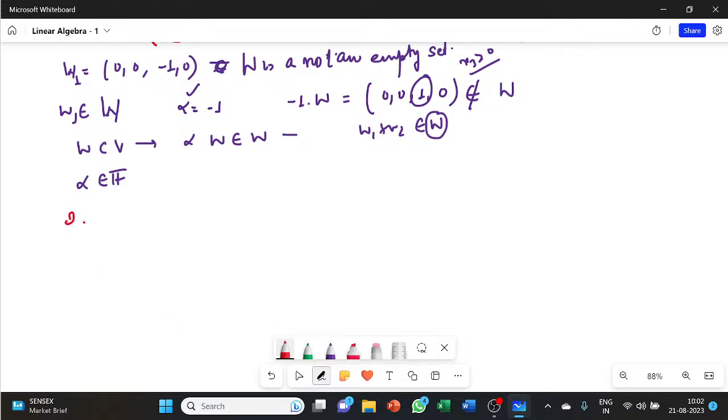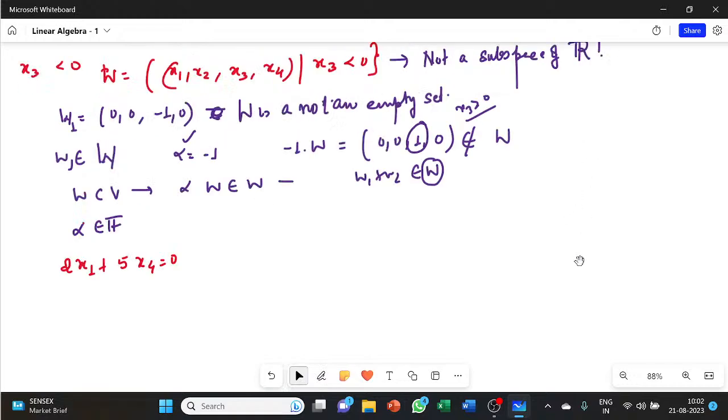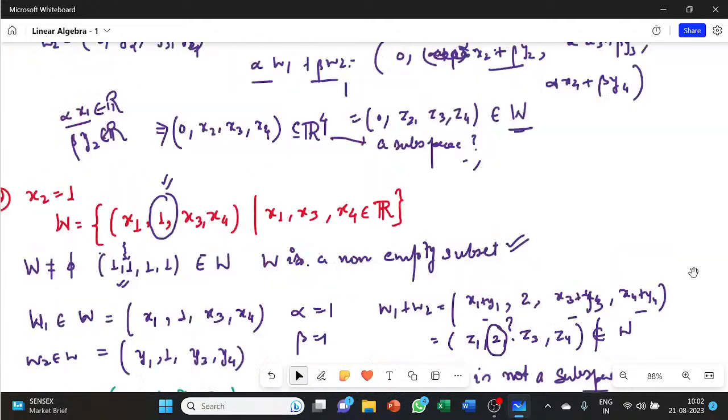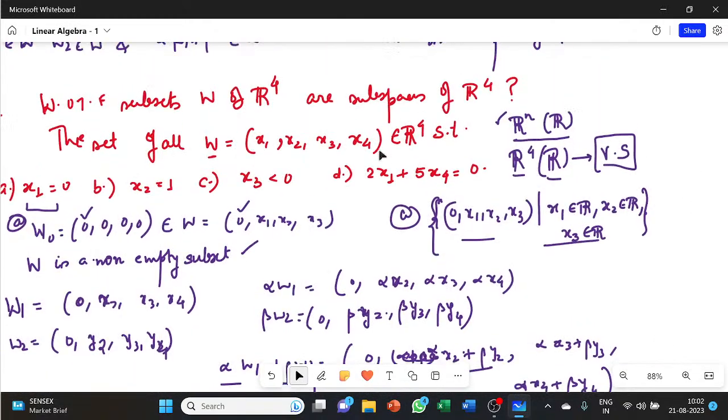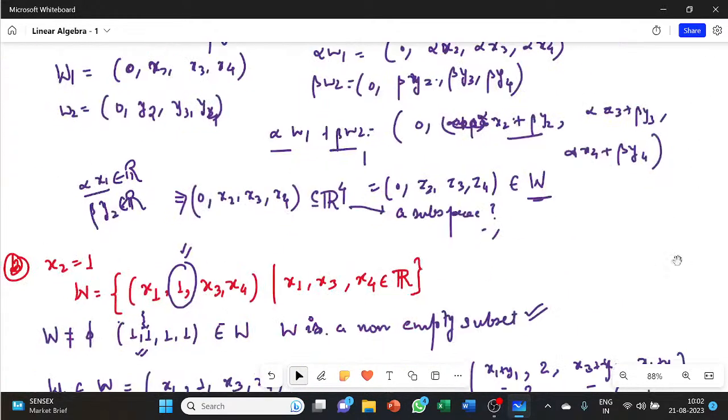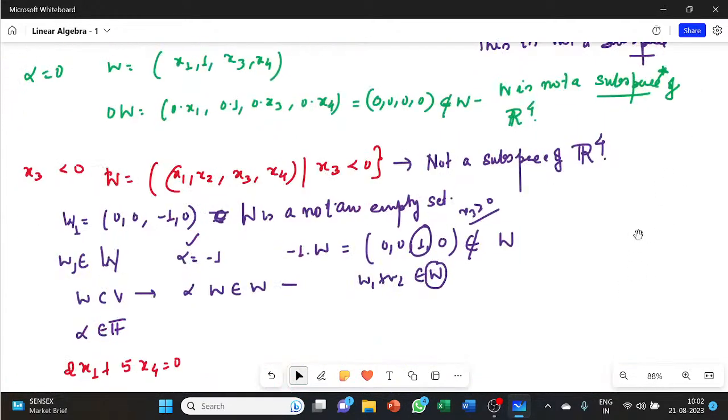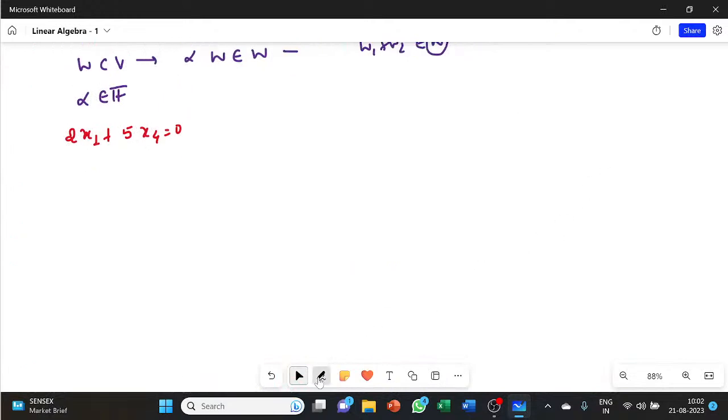If 2x1 plus 5x4 is equal to 0. This was option number D, right? This was option number D. Okay, so this was option number D.